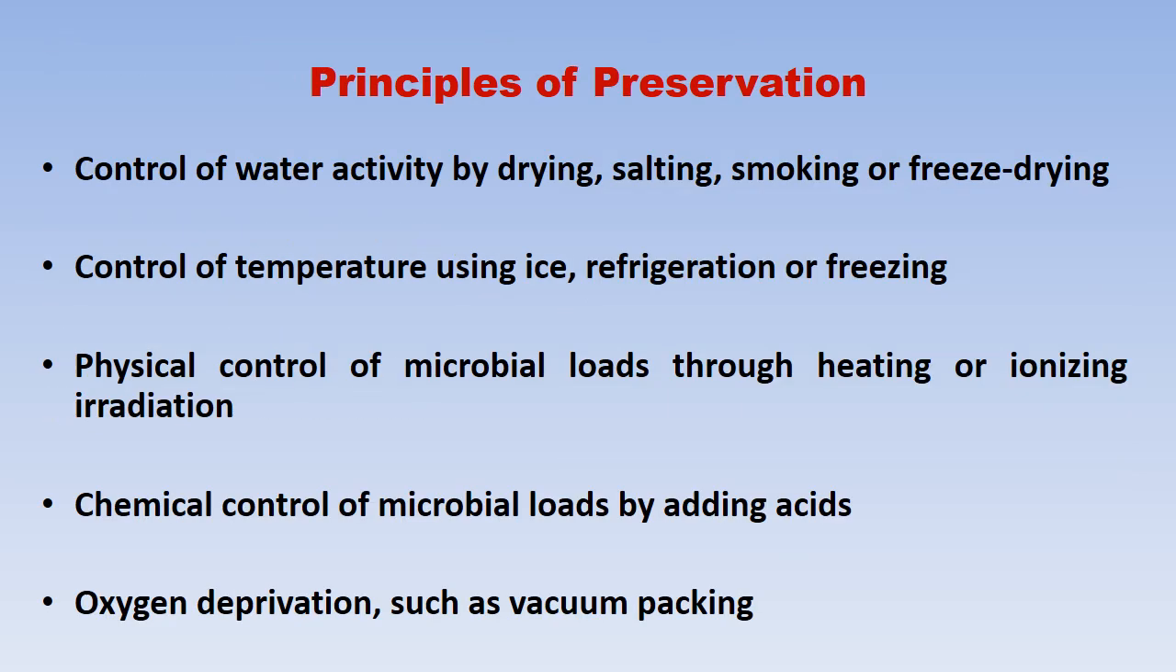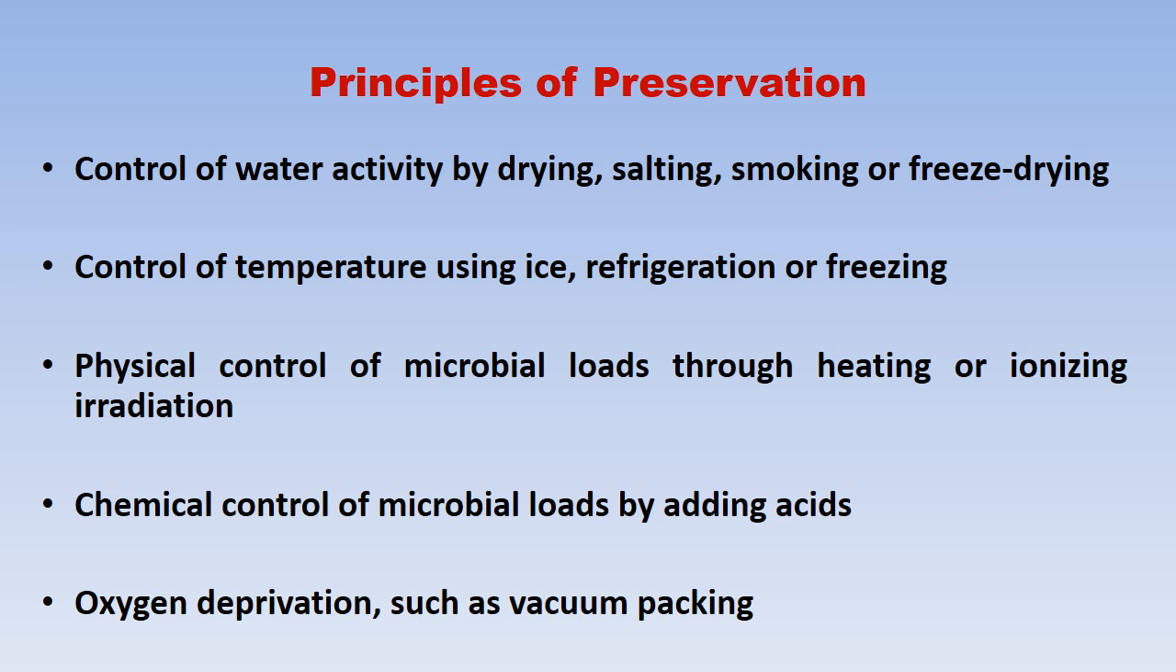Here we will see the basic principles of preservation. Firstly, the control of moisture, by reducing the water activity. Moisture is very important for microbial growth. We are going to discuss all this later. So in that case, drying, salting, smoking or freeze drying, all these methods reduce the moisture or water activity and prevent the microbial growth. Secondly, control of temperature by using ice, refrigeration or freezing. By reducing the temperature, we can stop the growth of microbes and prevent the spoilage.